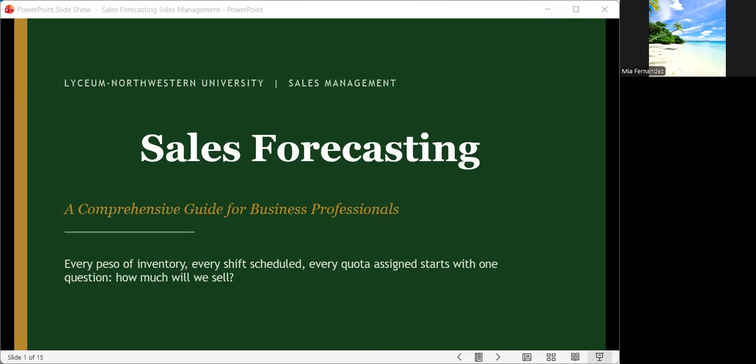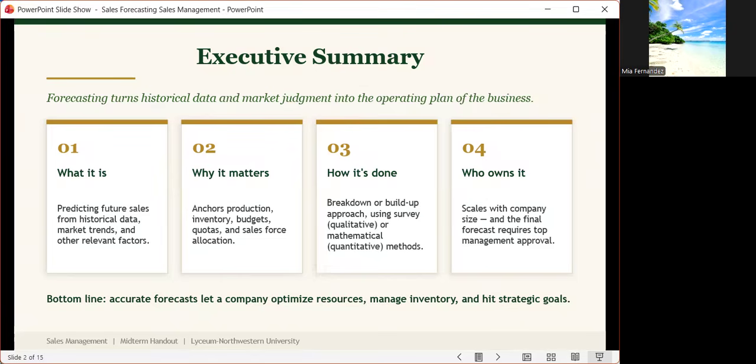Every one of those decisions rests on a single question. How much will we sell? That question is what sales forecasting answers. Over the next few slides, we will cover what forecasting is, who owns it, the decisions it drives, the two approaches for building one, the full toolkit of methods, and then you will work on an actual problem yourselves. Okay, let's start.